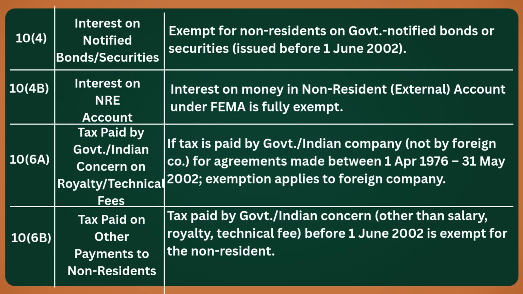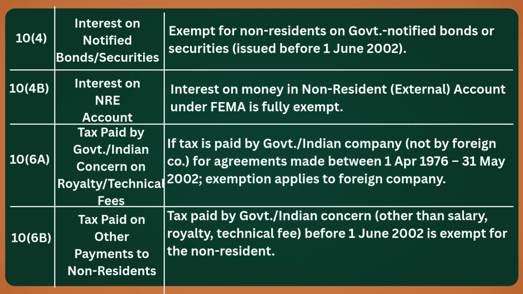3. Tax paid by government or Indian concern on royalty or technical fees, Section 10, subsection 6A. If the tax on certain payments, such as royalty or technical fees, is paid by the Government of India or an Indian company, and not by the foreign company, for agreements made between 1 April 1976 and 31 May 2002, the foreign company is exempt from tax on that amount.